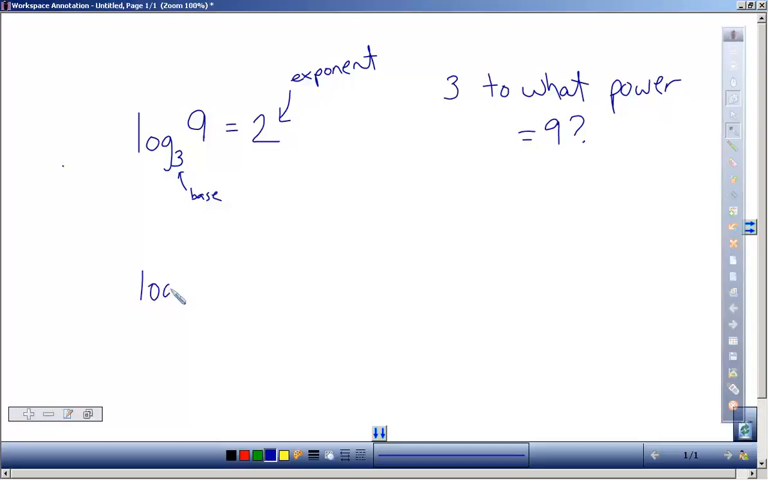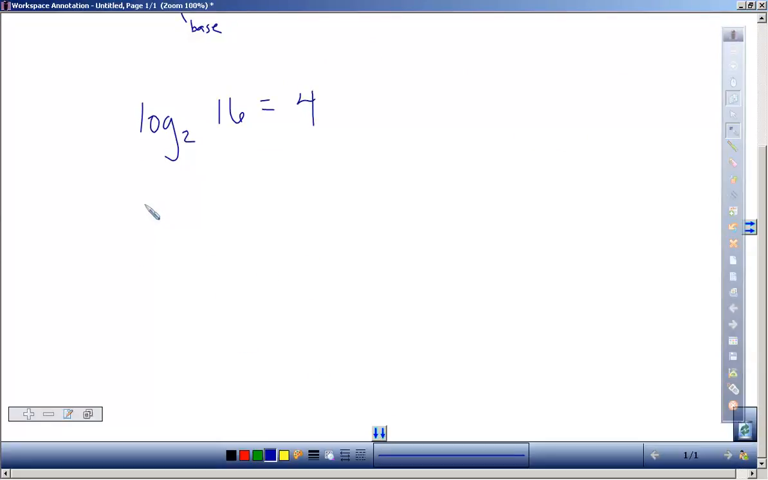So if I have log base 2 of 16, that question is asking me 2 to what power is equal to 16? Well, 2 squared is 4, 2 cubed is 8, 2 to the 4th is equal to 16. So 2 to the 4th power is equal to 16. So 2 was the base, 4 was the exponent, and it was equal to 16. That's what a log is asking for.